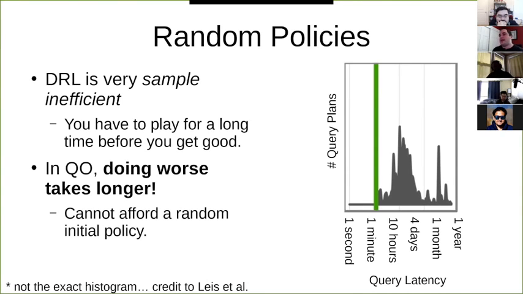Now compare that to something like Pac-Man, right? If I'm playing Pac-Man and I die, if I'm really bad at Pac-Man, I'm gonna get my final score faster, right? Because I'm gonna fail and I'm gonna die and the game is gonna end. So for things like video games, deep reinforcement learning will work very, very well. But for query optimization, because doing worse takes longer, it's a huge problem.